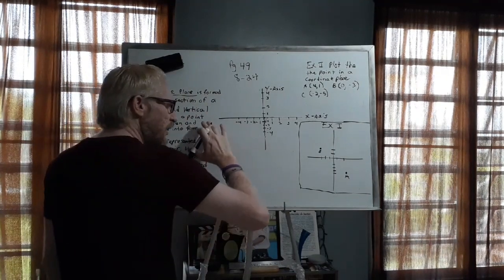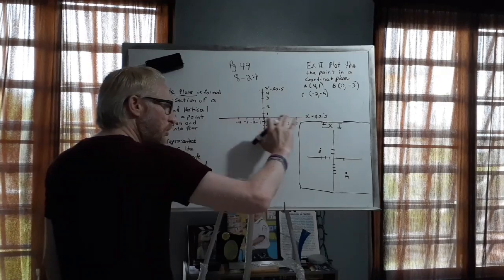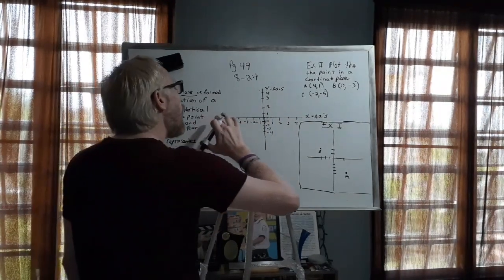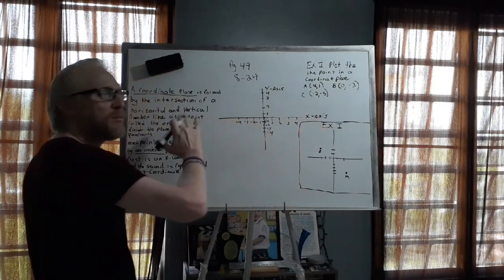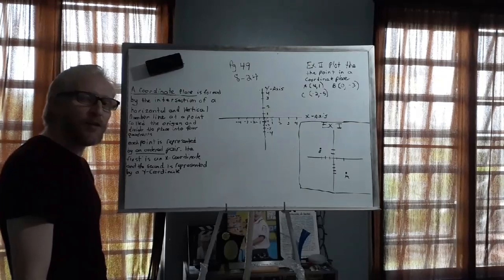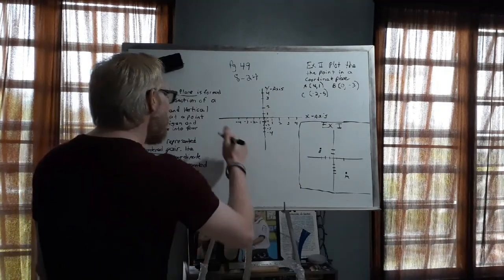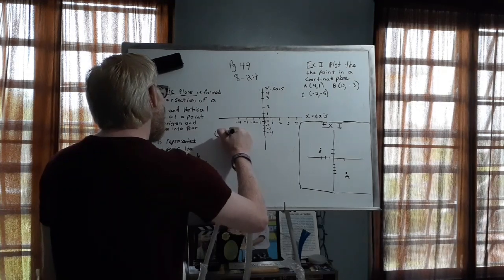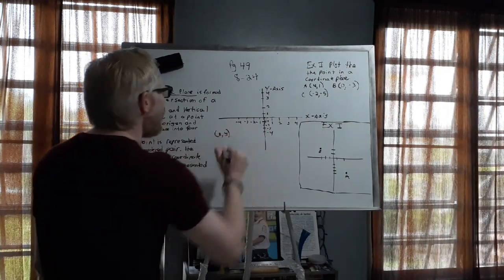So in the coordinate plane, the x-coordinates are all the numbers that lie on the horizontal number line, and the y-coordinates are all the numbers that lie on the vertical number line. Now, an ordered pair is always represented by an x-coordinate and a y-coordinate.